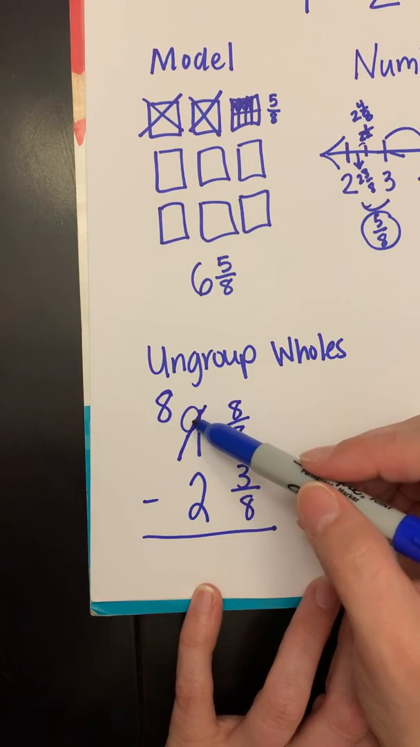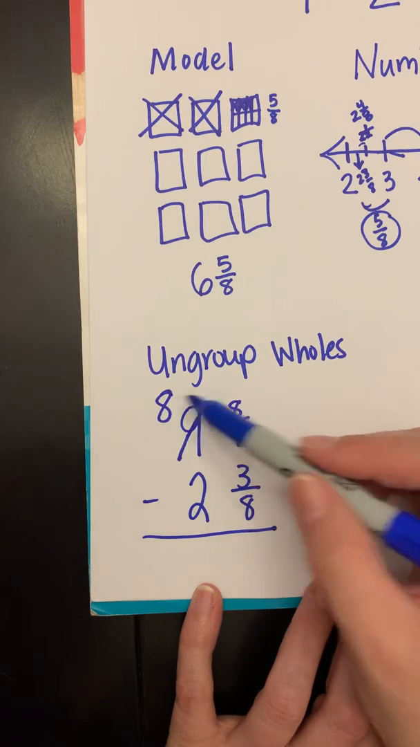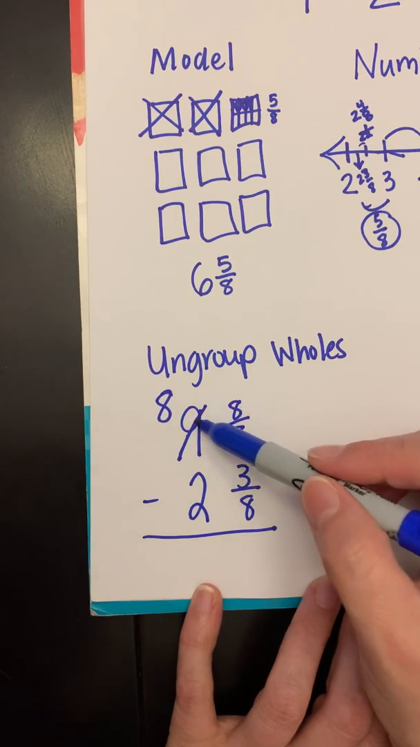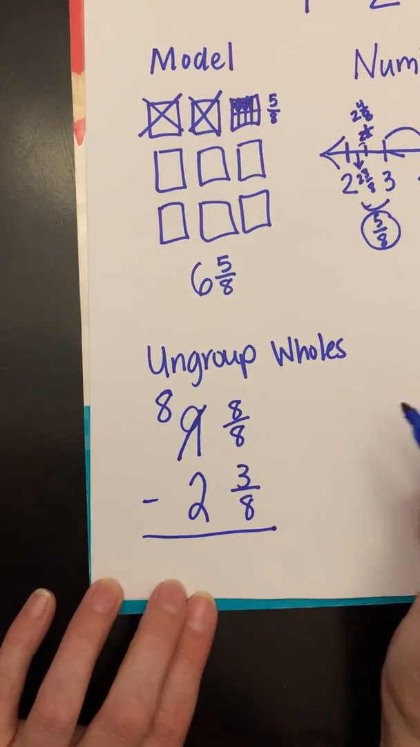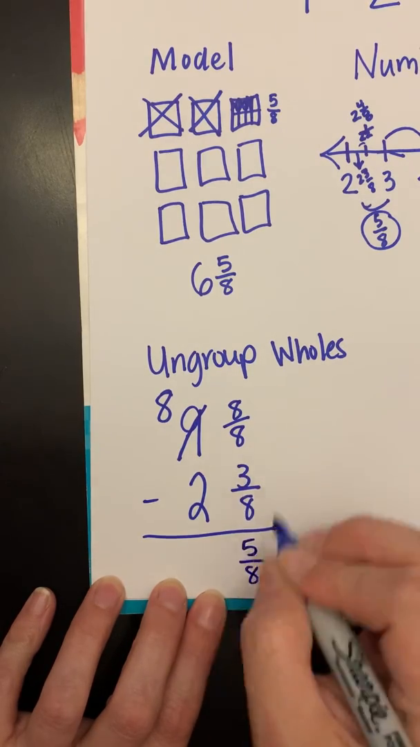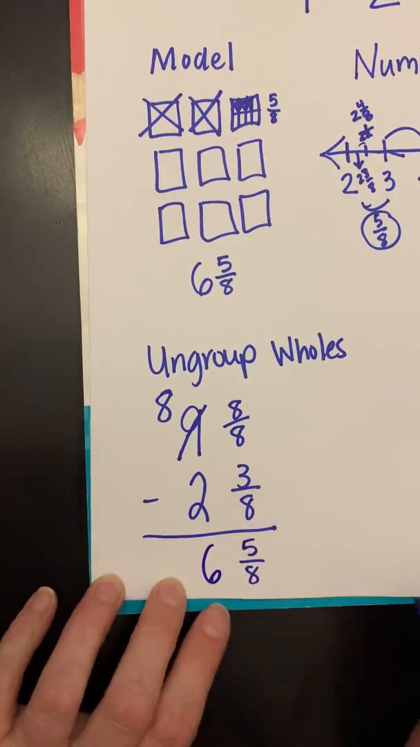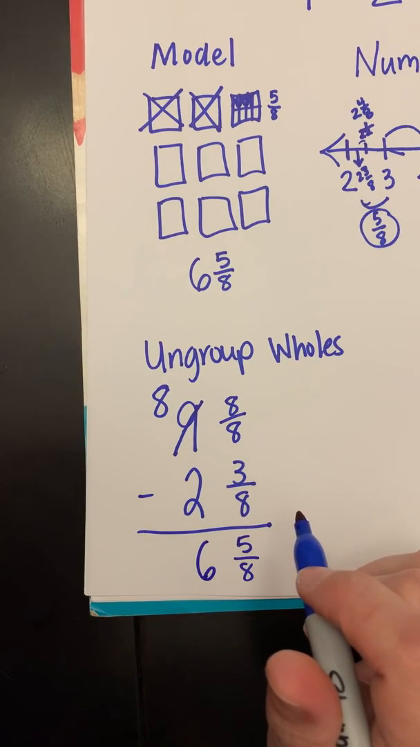So we had 9 wholes. We're taking a whole to make 8/8. So 8 and 8/8 is the same thing as 9. So basically we're just renaming 9. So now we just have to subtract. 8/8 minus 3/8 is 5/8. And 8 minus 2 is 6. So once again, we get 6 and 5/8.